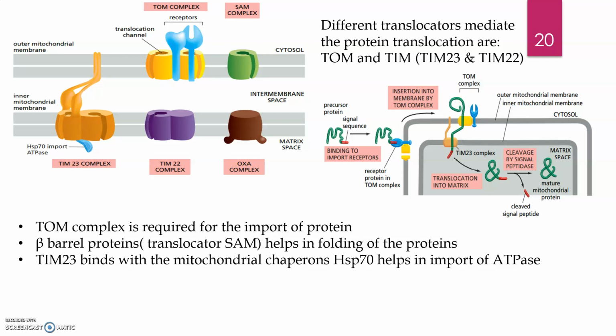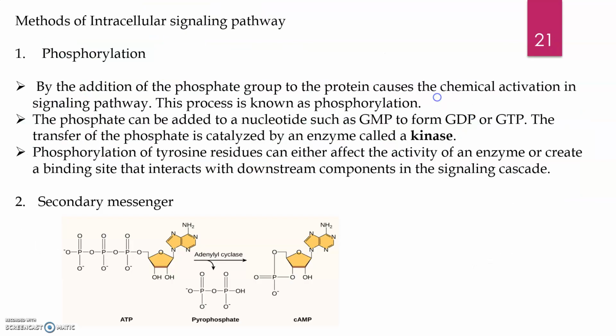For regulatory function of the proteins within the cell, this signaling between the molecules or the organelles is very much essential. These are some of the examples of the intracellular signaling pathway. There are other examples also, for which the signaling occurs through the cytoplasm and the other organelles. I have explained here some of the three main examples. Next, what are the different methods of the intracellular signaling pathway?